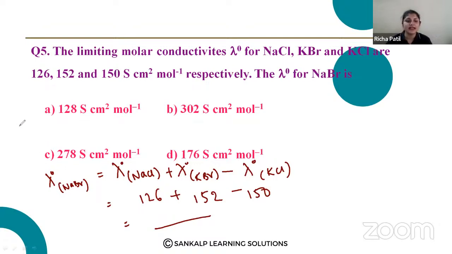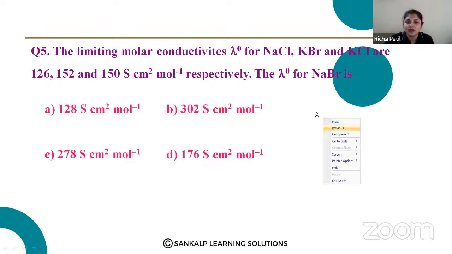Yes, the answer is A. How do you obtain NaBr? NaCl plus KBr gives NaBr and KCl, so you subtract KCl. After substituting the limiting molar conductances, you get the answer 128 Siemens per centimeter per mole. So this is the way you are going to solve the question.